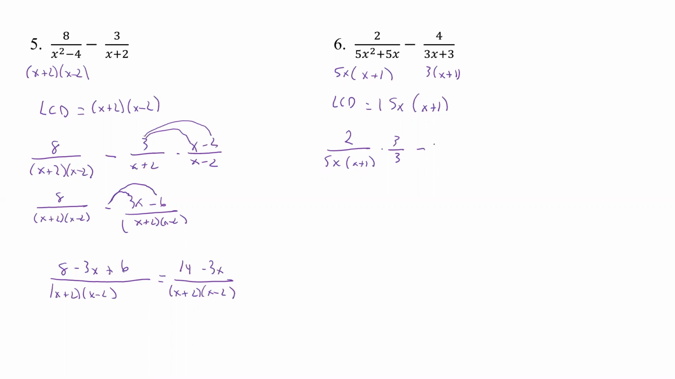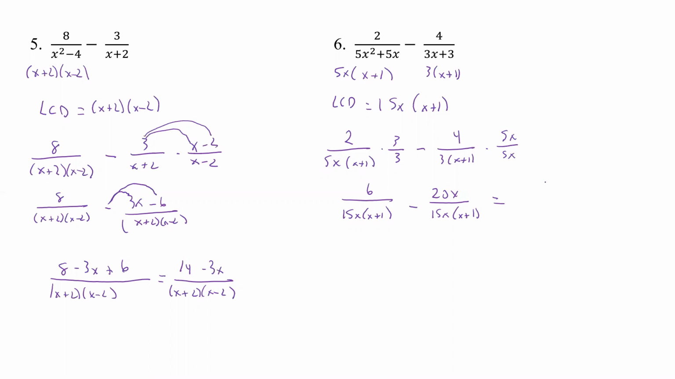Now the second one, we're going to subtract. We have 4 over, and then we had 3 times x plus 1. And so what do we have to multiply by there? Well, we had to multiply by 5x over 5x. So that gave us 15x times x plus 1. So in the numerator, 2 times 3, that's 6 over 15x times x plus 1, minus, here we have 4 times 5 is 20x over 15x times x plus 1.